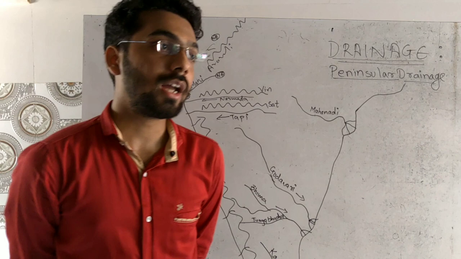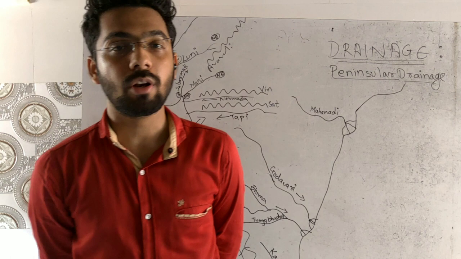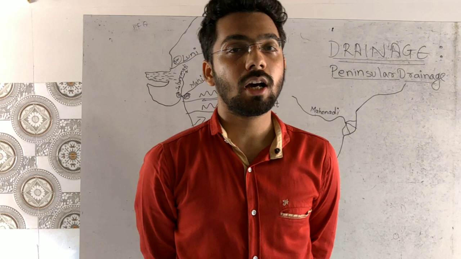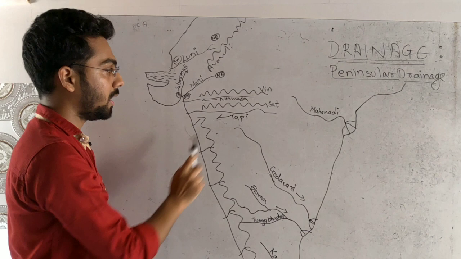Again, in the peninsular drainage system, there are two types, one meeting towards the Arabian Sea and one meeting towards the Bay of Bengal. First, we will see the rivers meeting the Arabian Sea. The rivers meeting the Arabian Sea, as shown in the figure, are River Luni, River Mahi, River Sabarmati, River Narmada, Tapi, and various other short rivers.